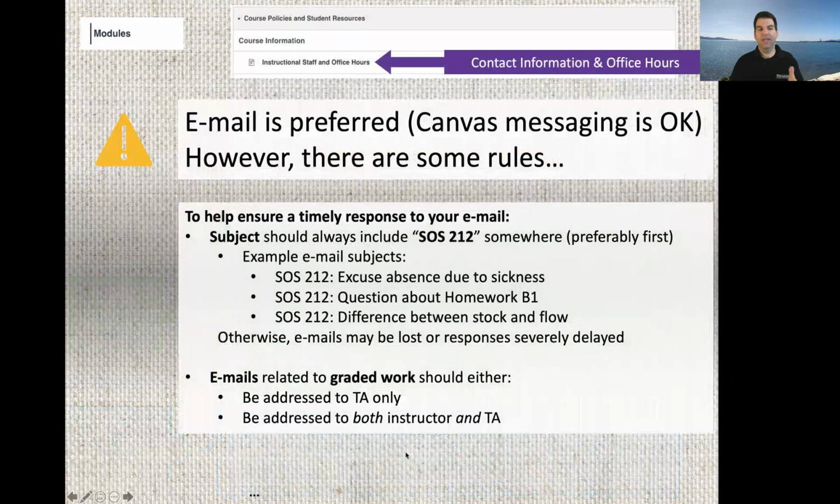If we zoom in on the course information module, again, under instructional staff and office hours, that's where you find my office hours link and Eric's office hours. That's where you find our Zoom links for our office hours, our Zoom offices, and so on.